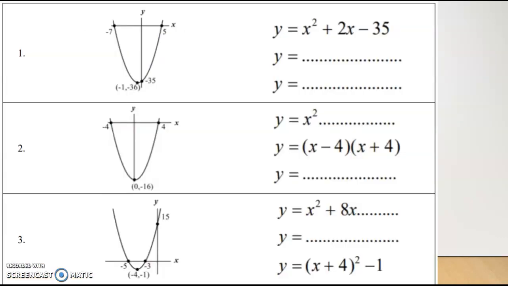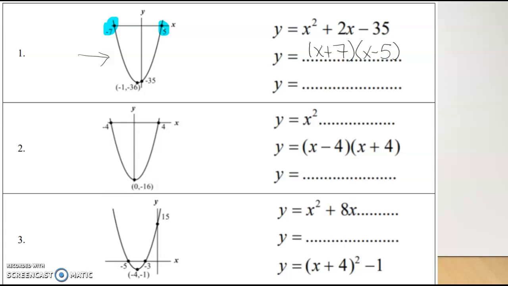Now let's look at my graphs. If I look at a graph, I can write the different forms of my equations. So the first thing I'm going to do is write the equation of this graph in factored form. I do that by looking at my x-intercepts, positive 5 and negative 7. But remember, I need to write the opposite of those values in my parentheses. So instead of a negative 7, I'm going to write plus 7.